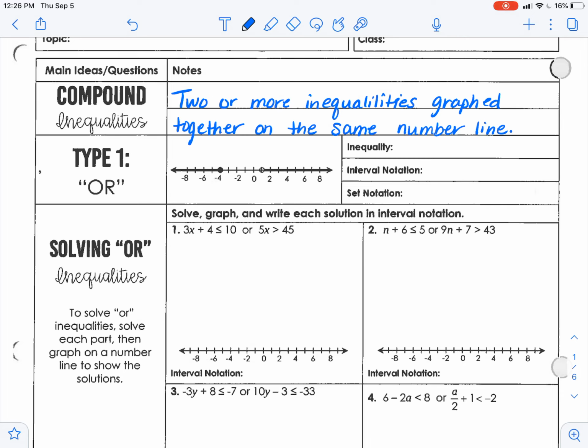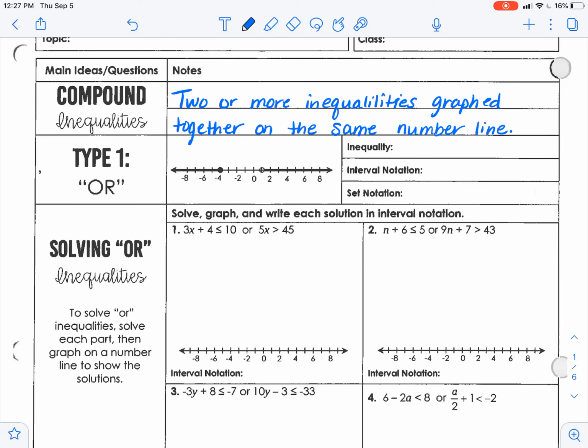Now we have two types that we're going to talk about. We're going to talk about ors and ands. And those two words, if you even think about it in English, mean something totally different. If I say, I'm going to buy me a pop or a candy bar, or a pop and a candy bar, you see how those two words mean something totally different in the sentence. So it's the same way with math. The words and and or mean two totally different things.